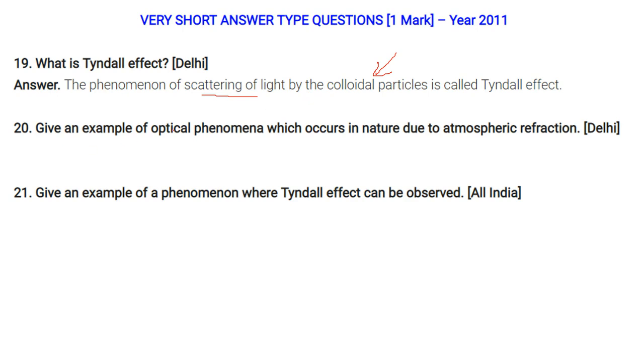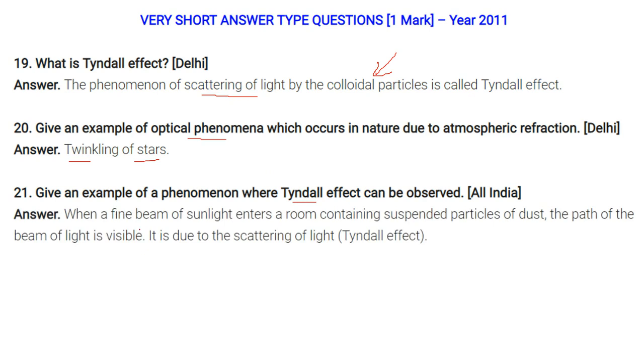Give an example of an optical phenomenon which occurs in nature due to atmospheric refraction. Twinkling of stars is one example. Give an example of a phenomenon where Tyndall effect can be observed. When a fine beam of sunlight enters a room containing some suspended particles of dust, there are certain colloidal particles that show the path of light, because they make the beam of light visible. This is due to the scattering of light, which is actually the Tyndall effect.